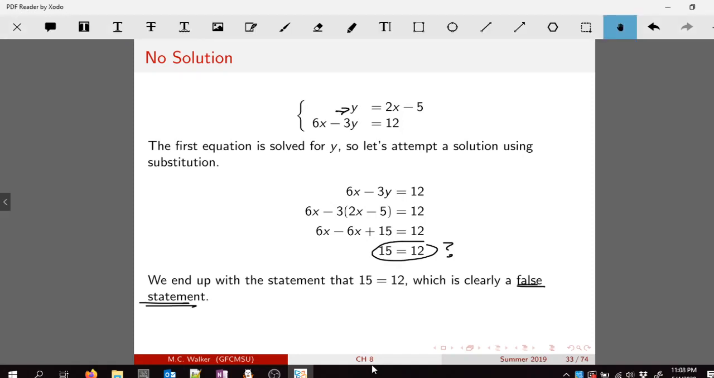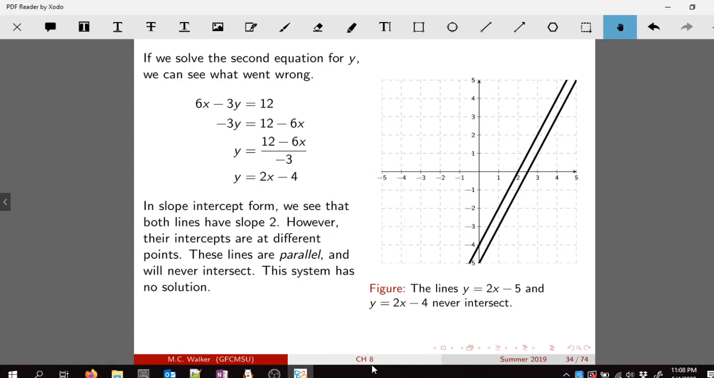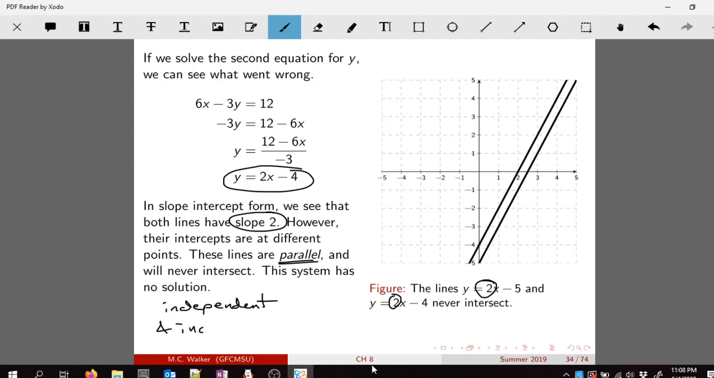This bears some investigation. I'm going to solve the second equation for y, get it into slope-intercept form. When we do that by subtracting 6x from both sides and dividing by negative 3, we get y equals 2x minus 4. So our lines were y equals 2x minus 5 and y equals 2x minus 4. Both these lines have slope 2. They're not going to cross, they're parallel. This system has no solution. It's independent and inconsistent.